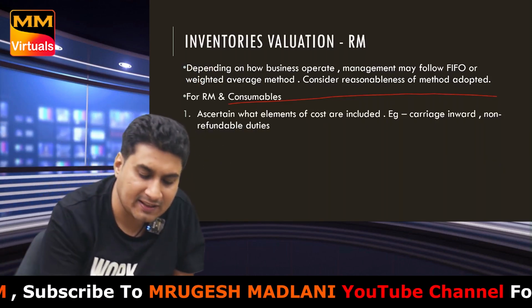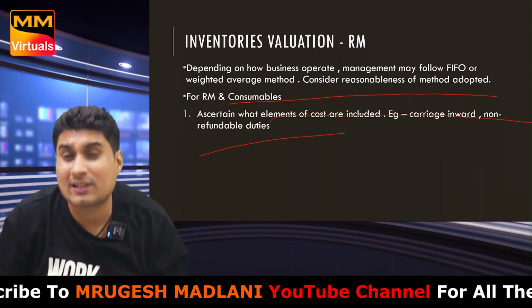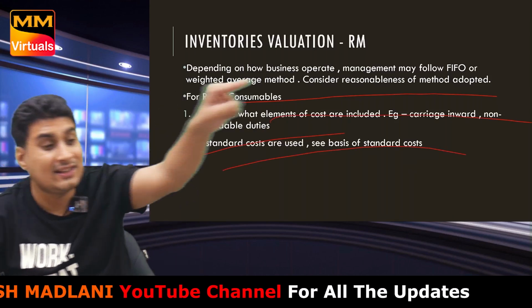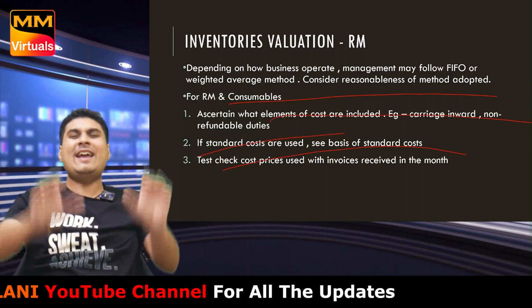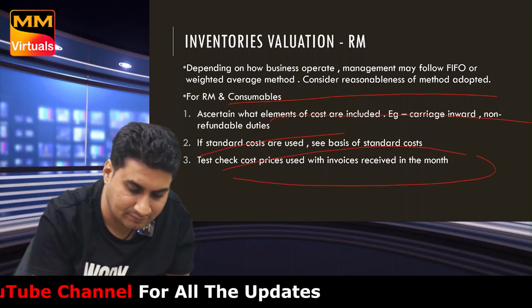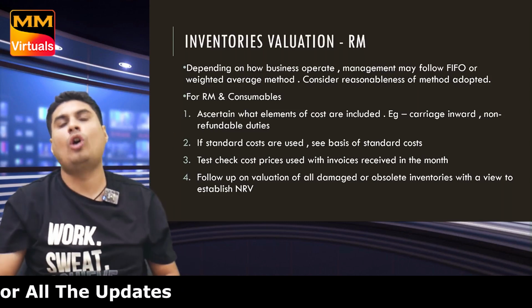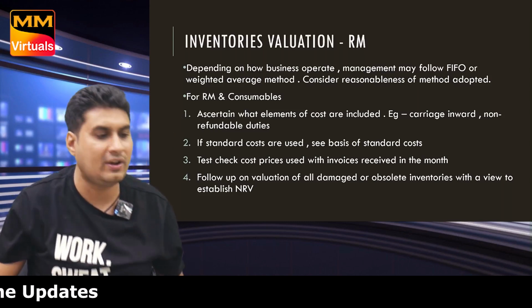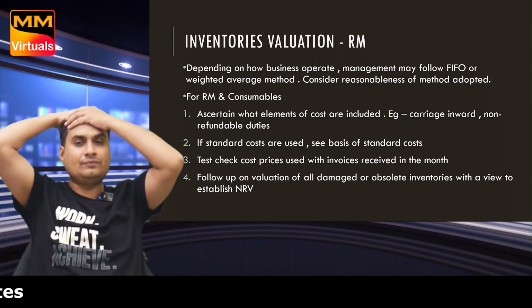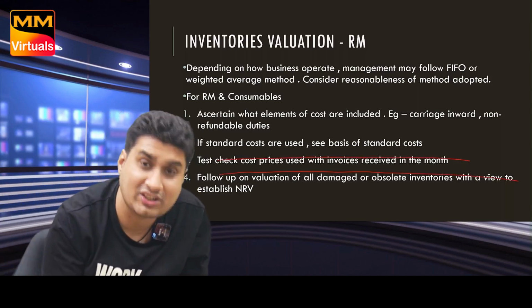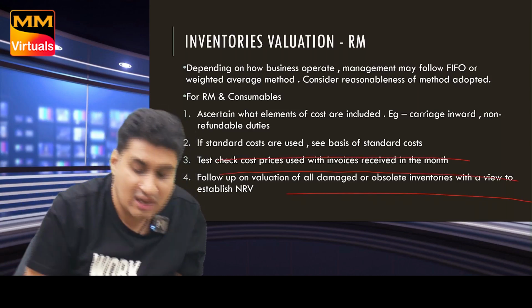Second, ascertain what elements are included in cost. Carriage inward, non-refundable duties. Second, if standard costs are used, see the method of standard cost. Test check the prices with invoices received. Follow up on damaged or obsolete inventory with a view to establish NRV. Clear? Okay. This last point we forgot, standard cost. Test check the prices with invoice.